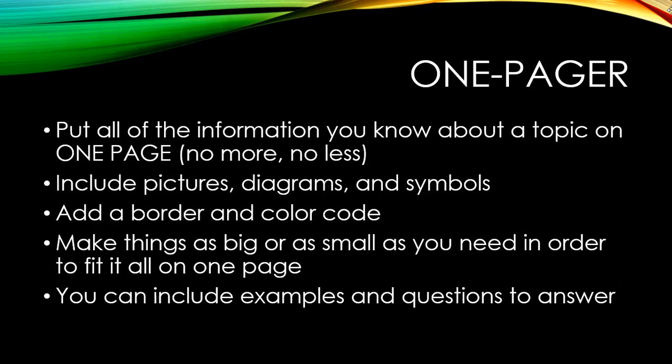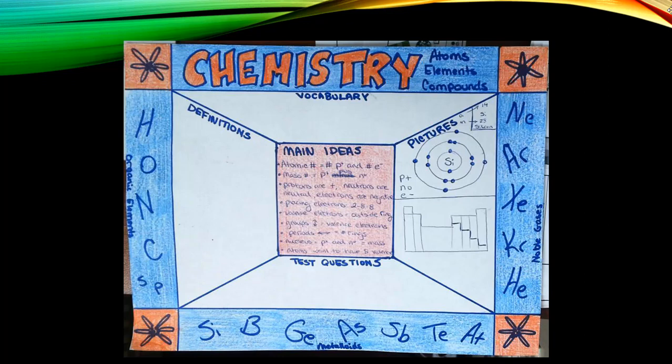It's nice if you can add a border and color code things. For example, every time you write about protons, you highlight it in yellow because protons are positive and yellow makes you think about sunshine and sunshine is positive. So make sure you have meaning behind the colors you choose, the symbols you choose, the patterns you choose when making your one-pager. Here's one I obviously didn't finish, but I started a chemistry one.